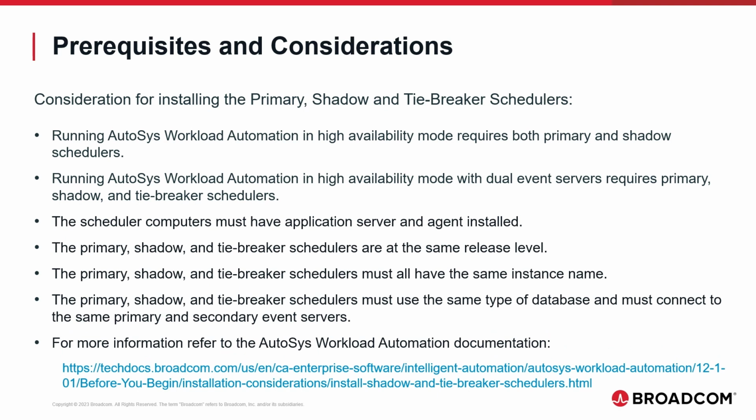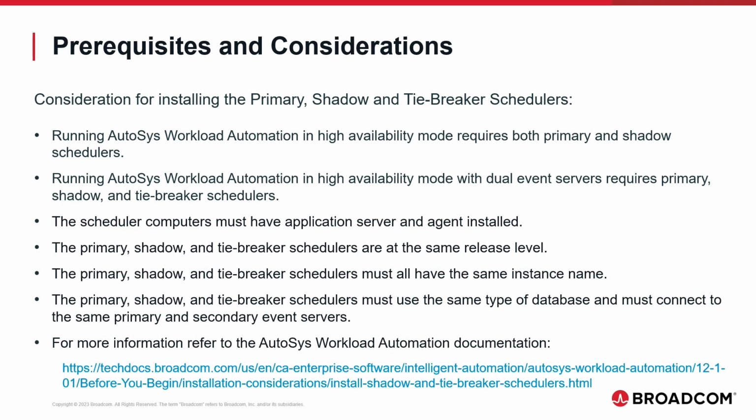Considerations for installing the primary, shadow, and tiebreaker schedulers. Running AutoSys Workload Automation in high availability mode requires both primary and shadow schedulers. Running AutoSys Workload Automation in high availability mode with dual event servers requires primary, shadow, and tiebreaker schedulers. The scheduler computers must have the application server and agent installed.